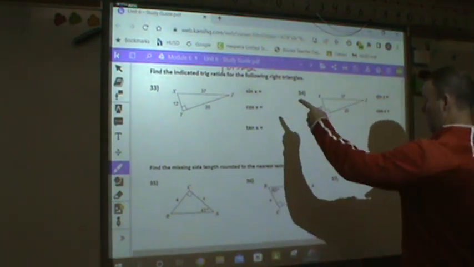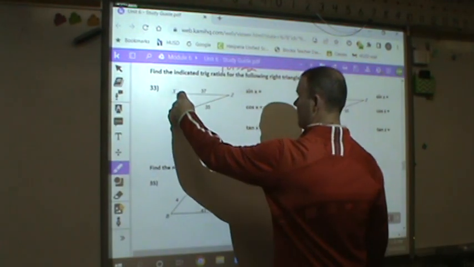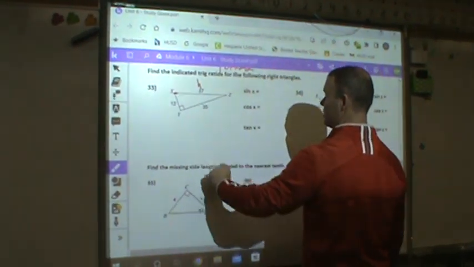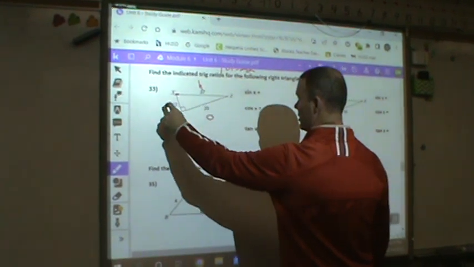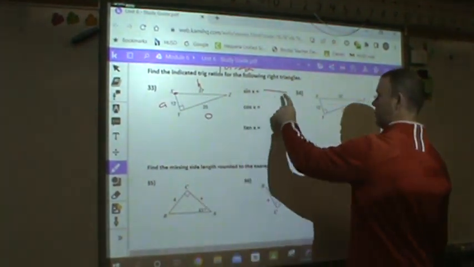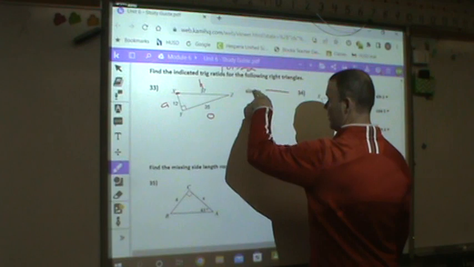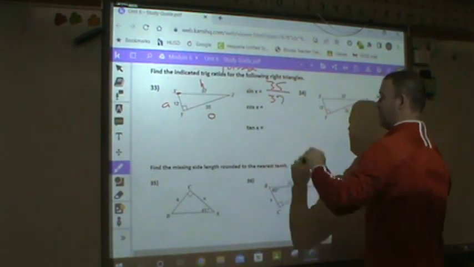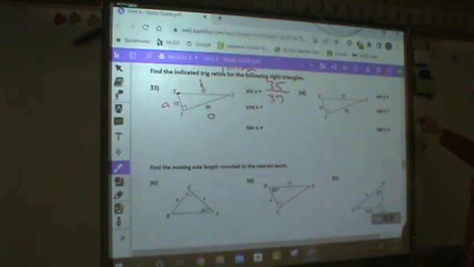In the next section, they're just asking you to create the ratios based on where you start from. So 33, you start at x. If x is my starting point, first thing I default to is hypotenuse. So that means 35 is opposite, 12 is adjacent. It wants the sine ratio. The sine of x is opposite over hypotenuse. So 35 over 37. I'm done. You do the same with cosine and tangent.